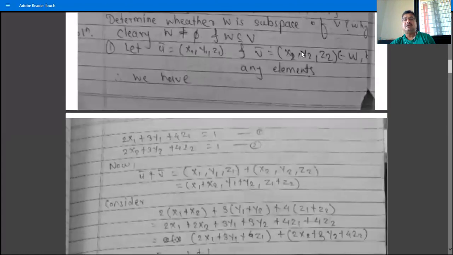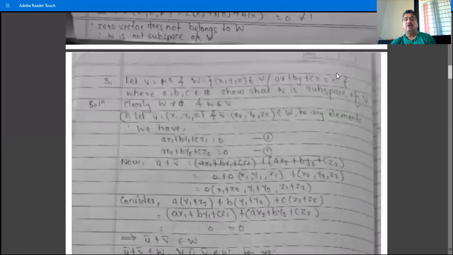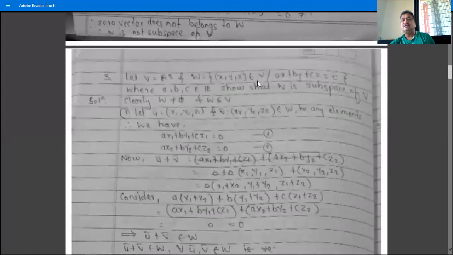So remember these things: the right side must be equal to 0. And in the place of 2, 3 and 4, we can have any other numbers. That is, take arbitrary a, b, c. Suppose V is equal to R3, W is the set of x, y, z belonging to R3 such that ax plus by plus cz is equal to 0, where a, b, c are any real numbers, maybe positive, maybe negative, all equal or all different. Then show that W is a subspace of V.